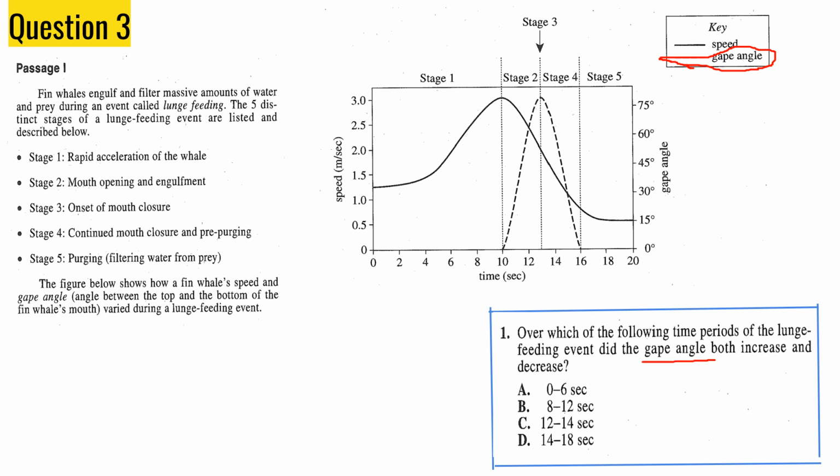And so if we just go through, we're going to cross off 0 to 6. We don't even have a gape angle there. And then 8 to 12, well, there's no gape angle until you get to 12. So we only see an increase happening there. Doesn't work for us. 12 to 14, on the other hand, we actually do. We have an increase, and then we have a little decrease over here. So right now that's looking pretty good. Let's check for 14 to 18 just to make sure that it's not a better answer. 14 to 18, only seeing a decrease. So we are going to choose D.